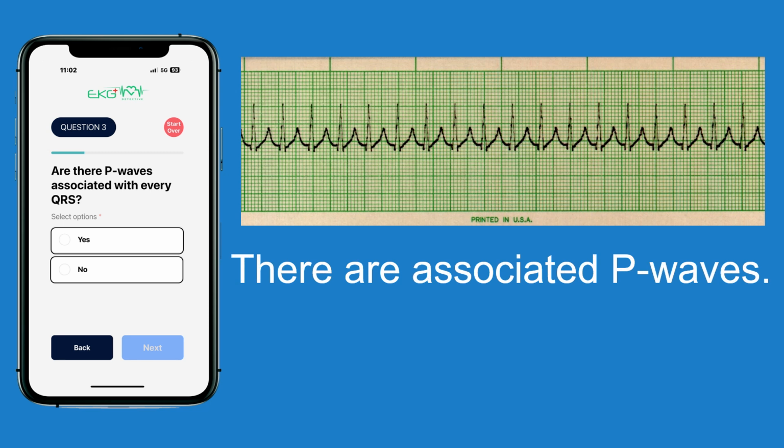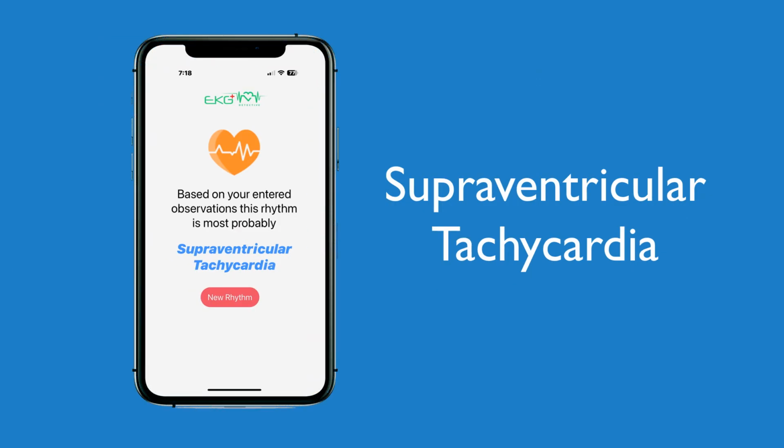So when we look at our example, there are P waves that are associated. So with that, we are going to go to our app and we are going to select yes, and then we will hit next to go to the next screen. Now, for those of you who are using the app, that is going to take us directly to a supraventricular tachycardia, and an atrial tach is a form of a supraventricular tachycardia. The app isn't designed to delineate between the different types of supraventricular tachycardias in regards to atrial tach or junctional tach, so that's where we're going to stop with the app.